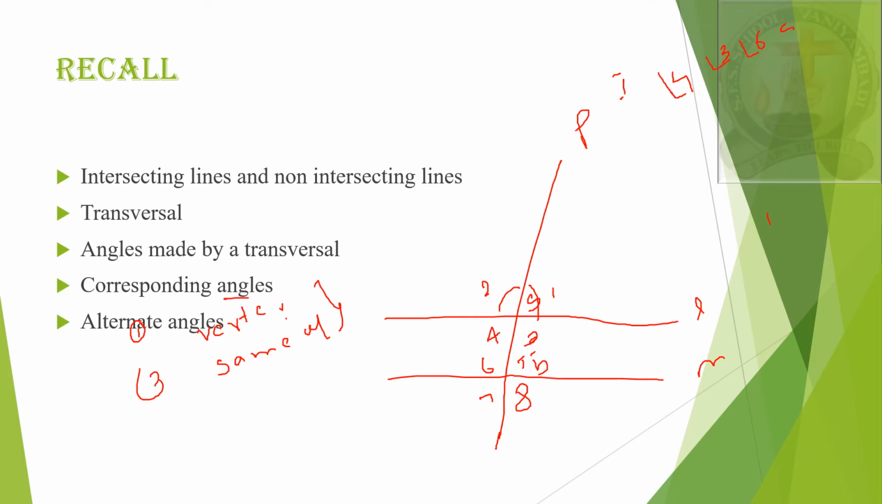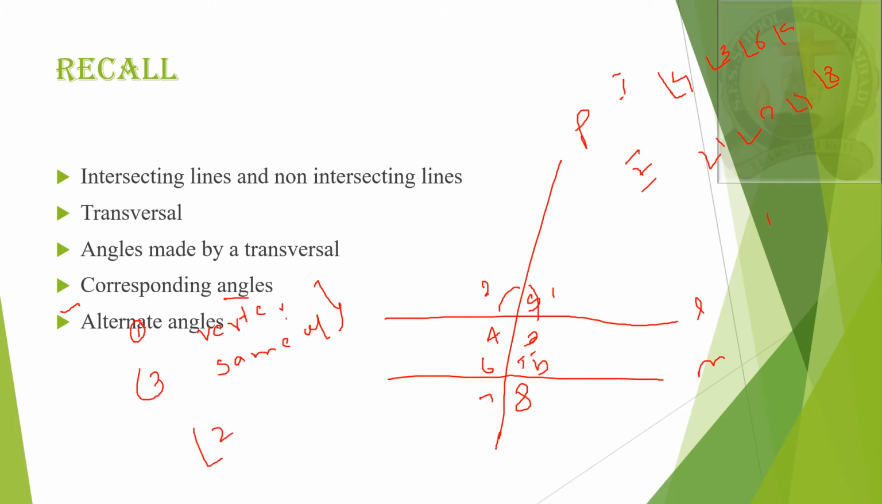Here alternate angles we can split into two things: alternate interior angles and alternate exterior angles. First we'll discuss the interior angles and exterior angles. What are the interior angles here? How can we select them? The angles between the two lines L and M. Which angles are inside? Angle 4 and angle 3 and angle 6 and angle 5. These angles are inside the two lines L and M. Therefore these angles are called interior angles.